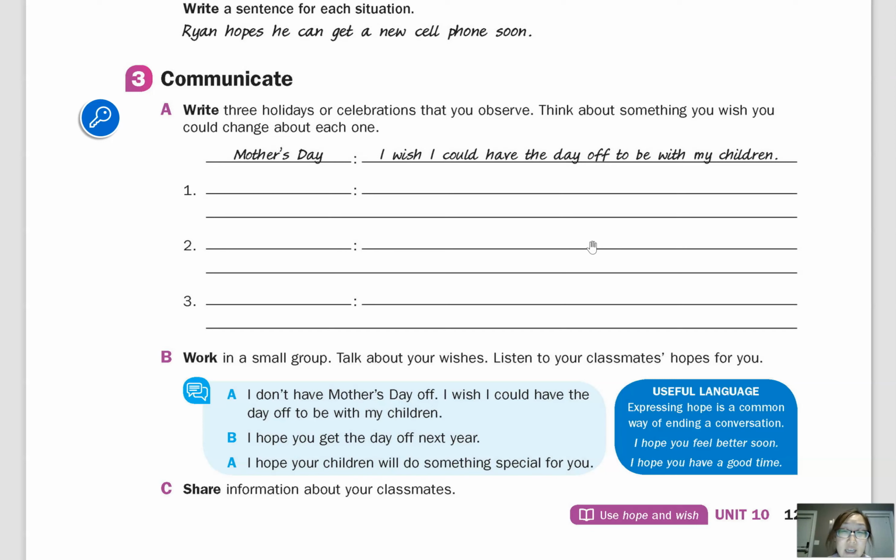So we might say, I wish we could have had a big Easter egg hunt for our children and their friends. So you can also talk about the past when you use wish. So if you want, you can do that as well. Mother's Day too, that's already past. So you might say, I wish we could have celebrated Mother's Day at my favorite restaurant, but we couldn't, because again of the coronavirus situation.